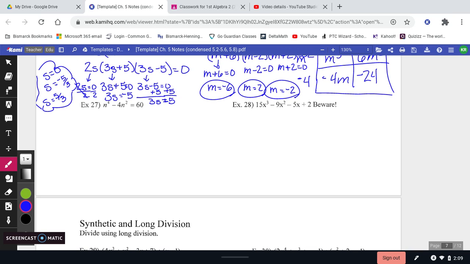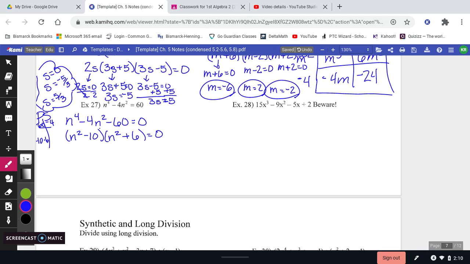First thing, move this 60 over to the left. So n to the 4th minus 4n squared minus 60 equals 0. No common monomials. It is a trinomial though, 3 terms. Treat it like a quadratic. Do your product sum table. Product negative 60, sum negative 4. That is going to be 10 times 6 and a negative 10. So n squared minus 10, n squared plus 6. So you're just treating it like a quadratic. It's going to act the same way.